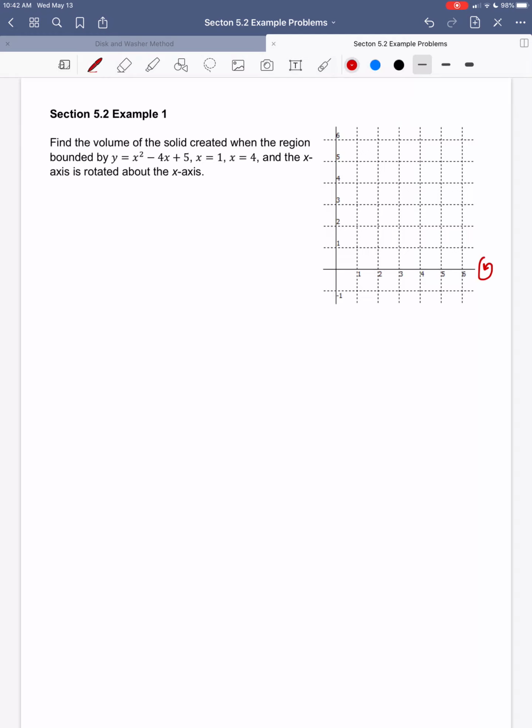x squared minus 4x plus 5 is a parabola. My vertex of the parabola, remember, is negative b over 2a. That's my x-coordinate. So b is negative 4, a is 1. And so I get a negative of a negative. That makes a positive. 4 over 2 is 2. So the x-coordinate is 2.